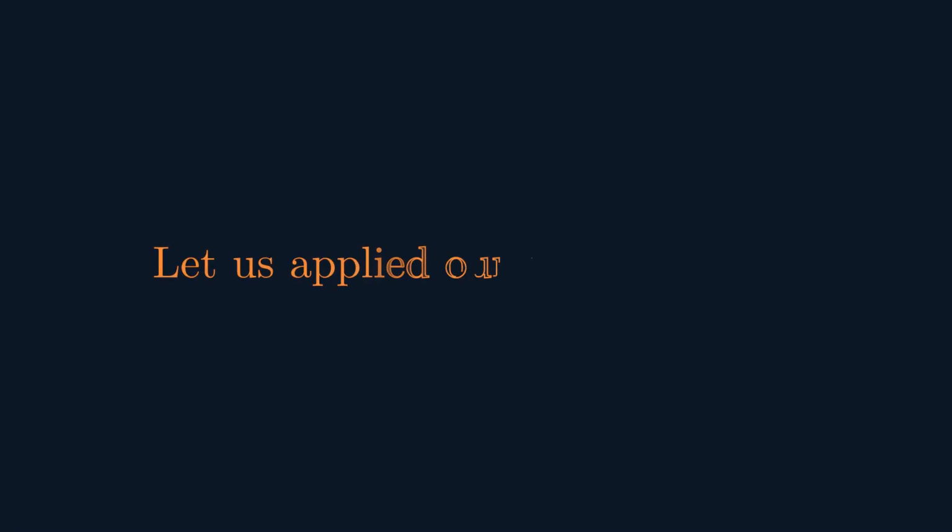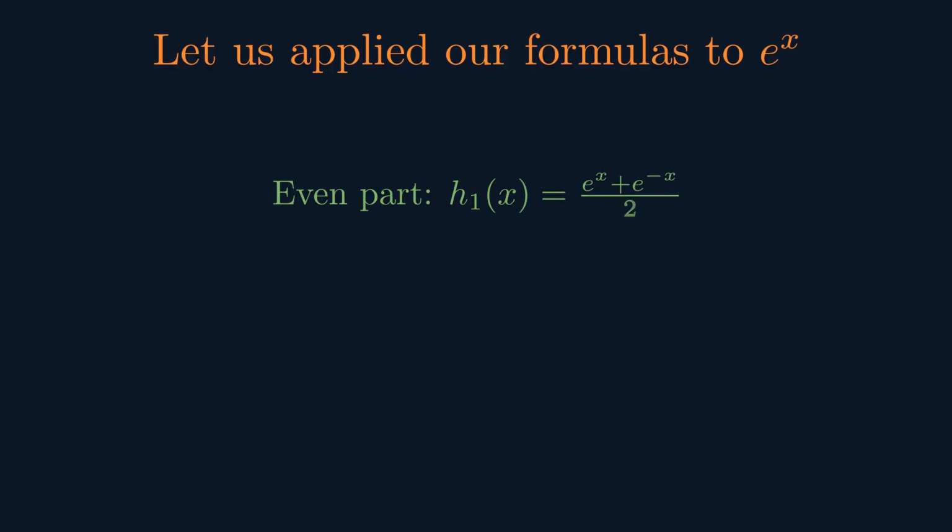As you may have guessed, the exponential function doesn't escape this rule. It can also be split into two parts, one even and the other one odd. By applying the formula we've established above, the odd part will be half of the difference between e^x and e^(negative x), while the even part emerges naturally as half of the sum of e^x and e^(negative x).